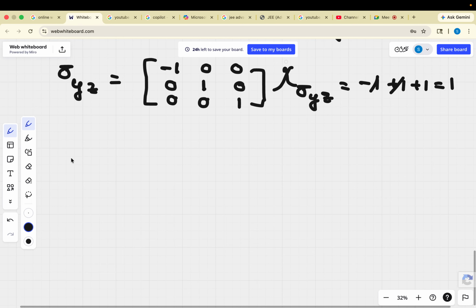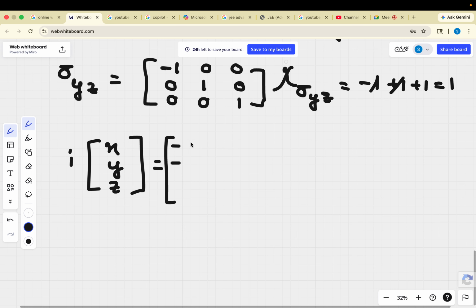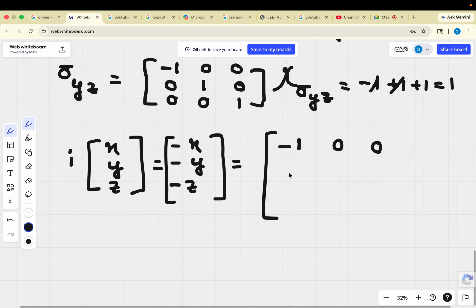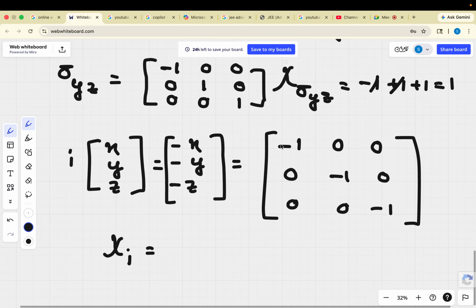Now suppose I have inversion center. This operator I am operating on x y z. Inversion means you will get minus x minus y minus z. If I write down here, I get minus 1 0 0, 0 minus 1 0, and lastly 0 0 minus 1. So this is the matrix you will get. And if I find out the character for this inversion center, you just add along the diagonal. So you will get minus 1 minus 1 minus 1, which is equal to minus 3.